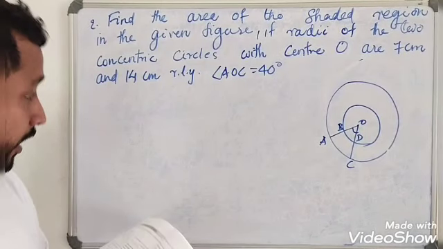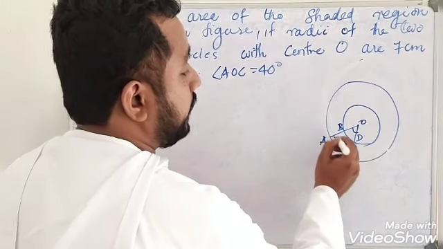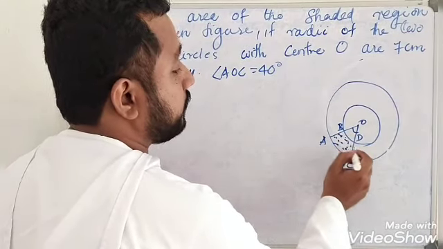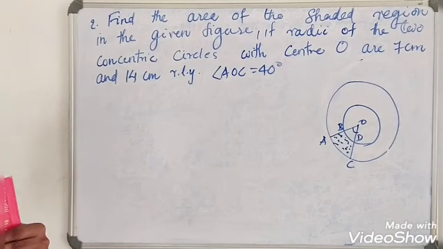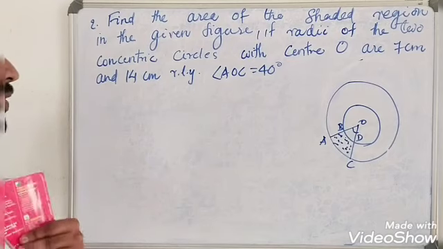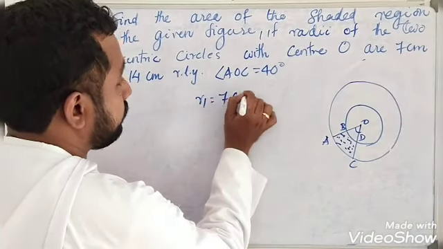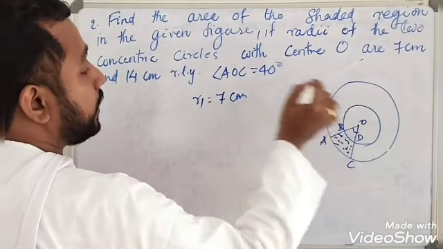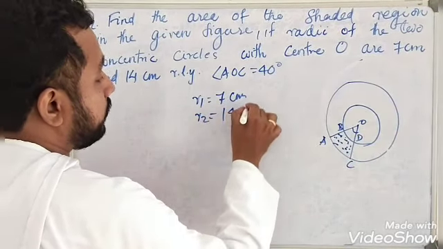Find the area of the shaded region. This is the shaded region in the given figure. If the radii of two concentric circles with center O are 7 cm and 14 cm respectively, the radius of the small circle is 7 cm and the radius of the bigger circle is 14 cm.